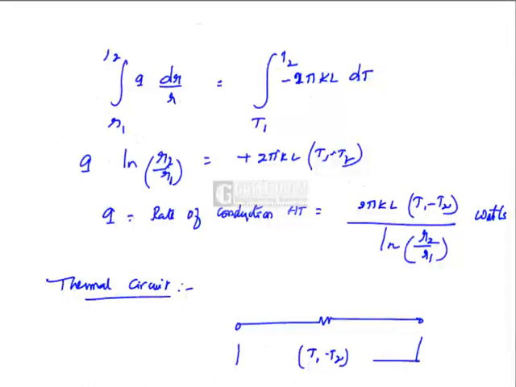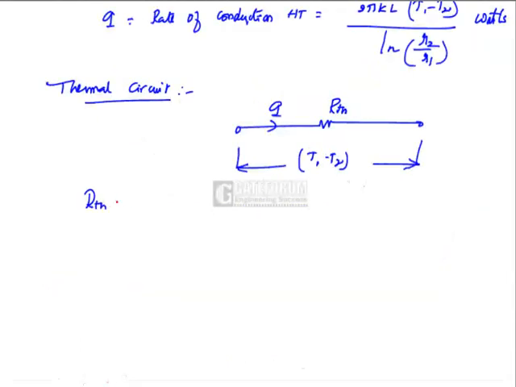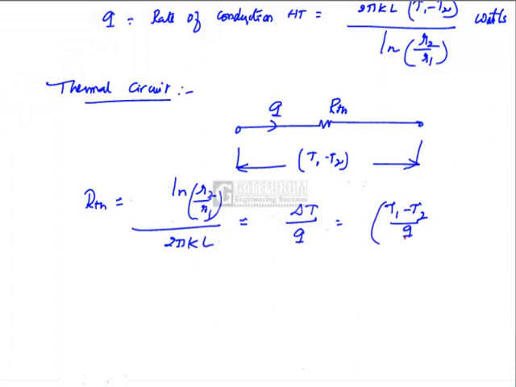Therefore, the thermal circuit for this particular case could be given as T1 minus T2, this is Q, and thermal resistance is RTH. Therefore, RTH is equal to log R2 by R1 divided by 2 pi KL. That is nothing but delta T by Q, or T1 minus T2 by Q, so many degrees centigrade per watt. This is the thermal resistance for a single hollow cylinder conduction case.